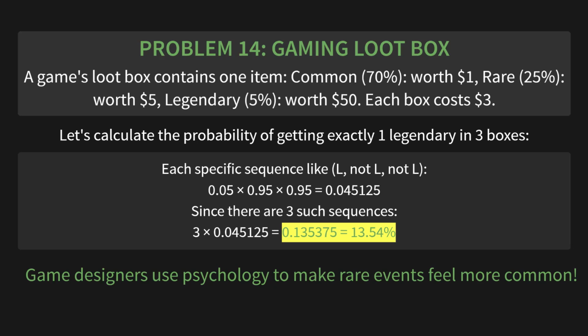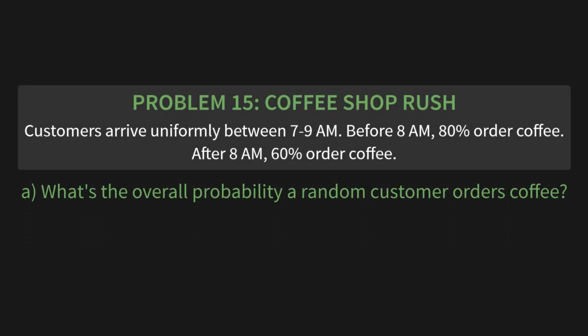You know what? The casual learners quit a while ago. But you're still here. You're different. And this next problem shows how probability appears in everyday business decisions.